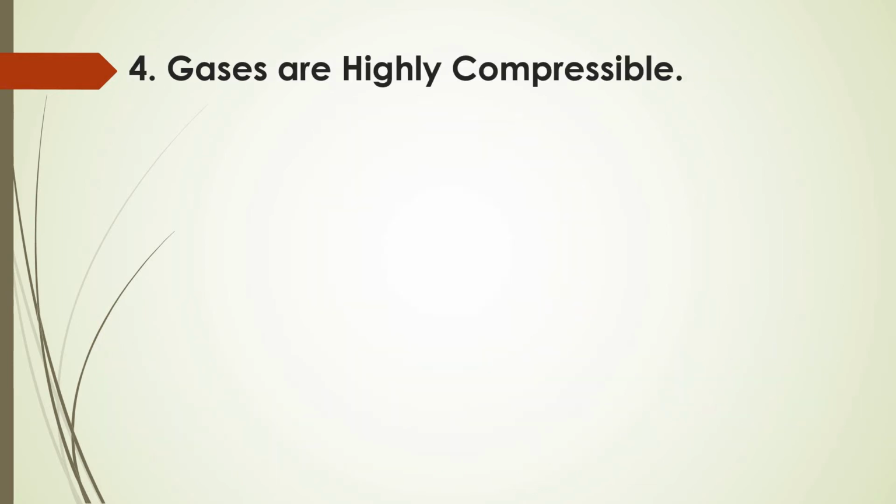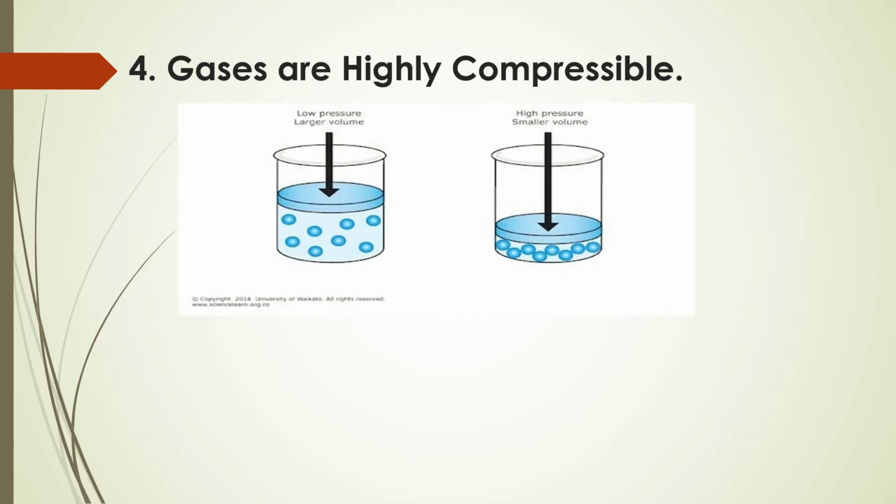The fourth characteristic property of gases is that gases are highly compressible. Compressible means their volume can be decreased by a huge amount. Let us try to understand with the help of these two diagrams. In this container, we can see that there are 1, 2, 3, 4, 5, 6, 7, 8 molecules of gas. Here we can see that there are huge spaces between molecules. Therefore, its volume is a little more.